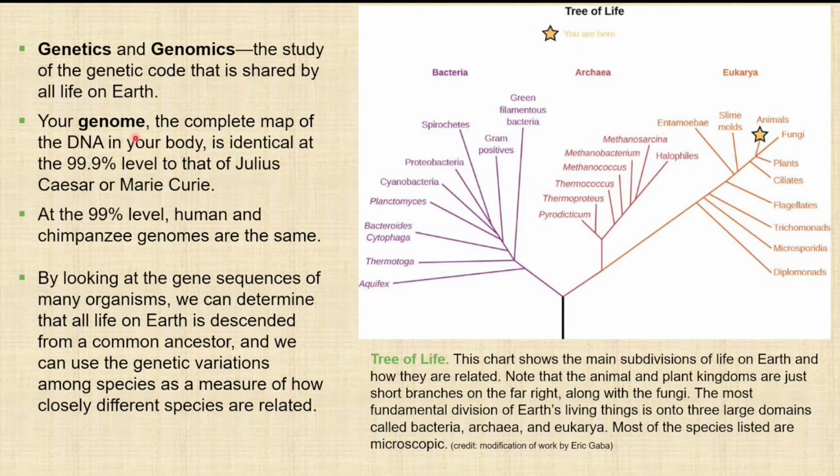So, for example, at the 99% level, humans and chimpanzees' genomes, the map of DNA, are the same. At the 99.9% level, it's the same as Julius Caesar or Marie Curie, who lived 100, 400, 500 years ago. So look at the map, very similar.